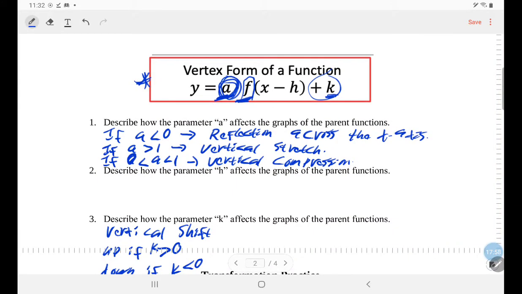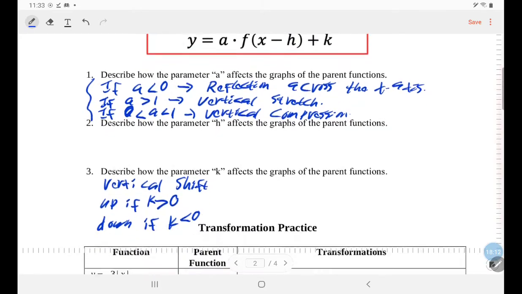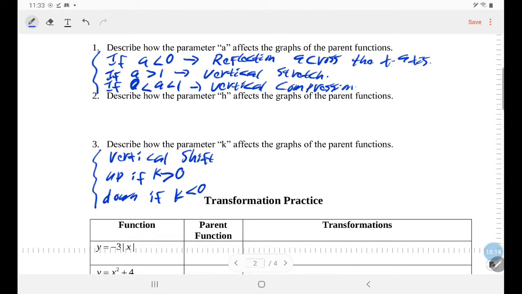Okay, then the H. This is the one that tends to give people the most trouble. What does that parameter do? Well, we've stretched it, we've compressed it, we reflected it. That's what this does. We moved it up, we moved it down. That's what the K does. Let's see what the H does.